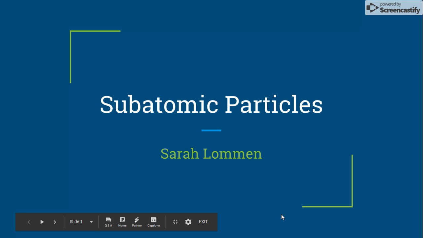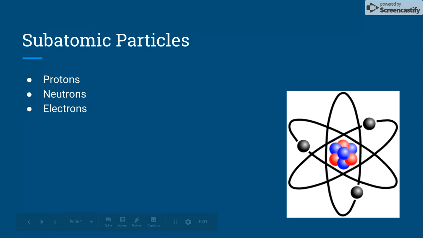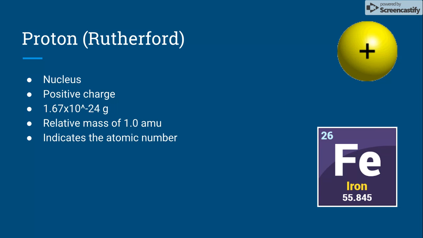Hello, so today we will be talking about the subatomic particles. In an atom, there are three different subatomic particles. They are the proton, the neutron, and the electron. The first particle we will talk about is the proton.